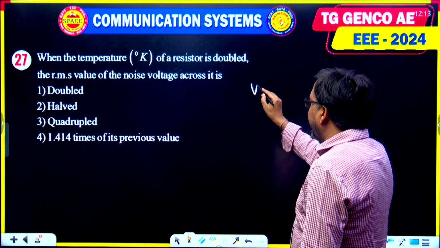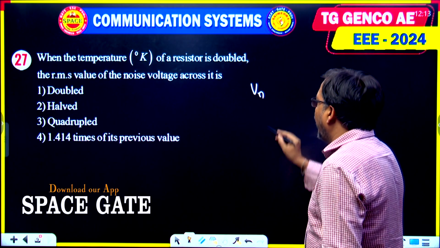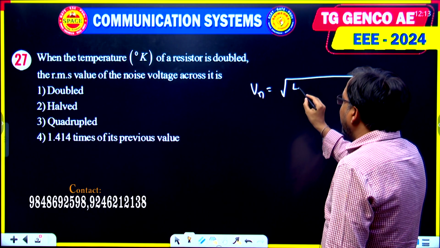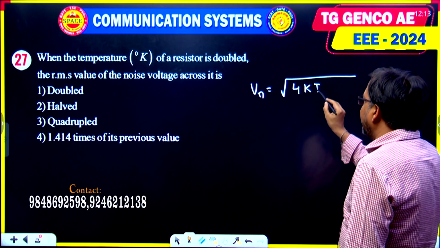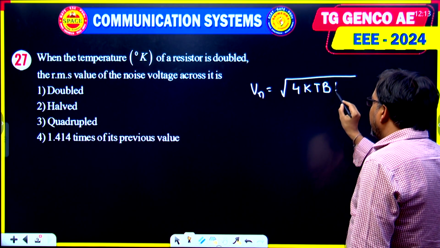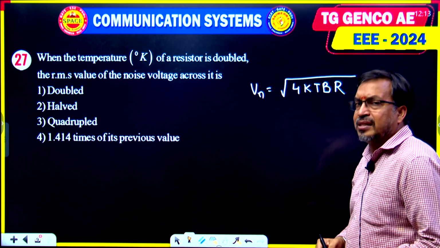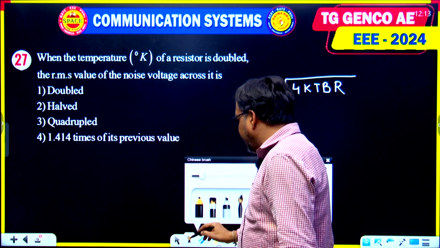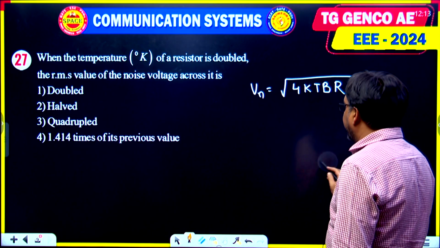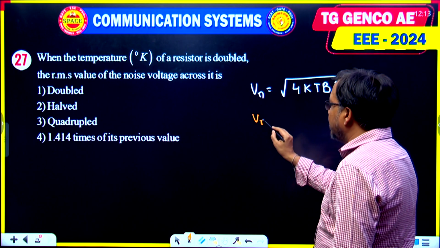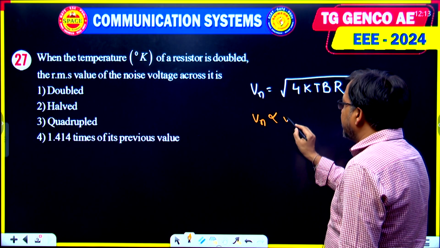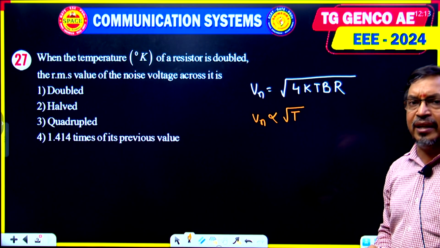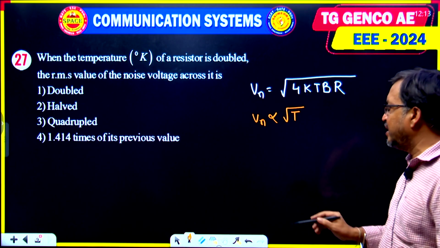So, noise voltage due to a resistor, the formula is under root of 4kTBR, where k is Boltzmann constant, T temperature, B bandwidth, R resistor. So, from the relation, what is the relation between temperature and noise voltage? Noise voltage is directly proportional to under root of temperature.